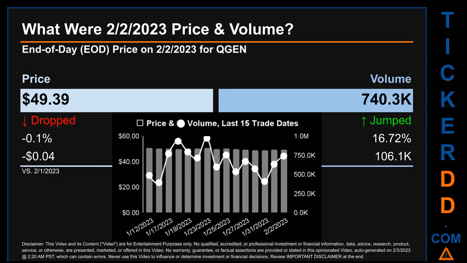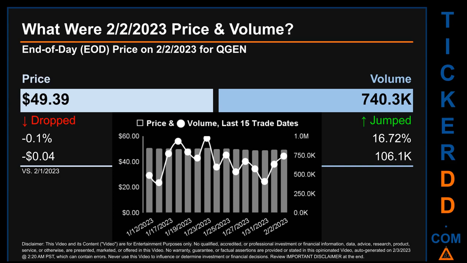What was end-of-day price and volume for QGEN? On Thursday, February 2, 2023, QGEN had an end-of-day price of $49.39 and volume of about 740.3 thousand. Compared to the previous trading day, the price dropped 0.1%, losing 4 cents, while volume jumped 16.72%, increasing about 106.1 thousand. The graph shows price and volume for the last 15 trade dates.